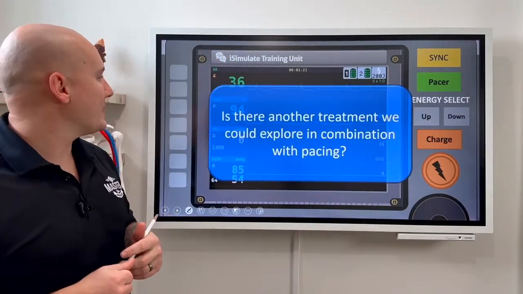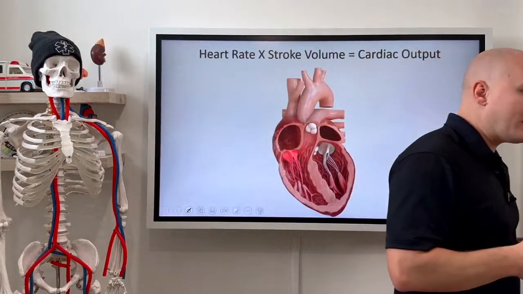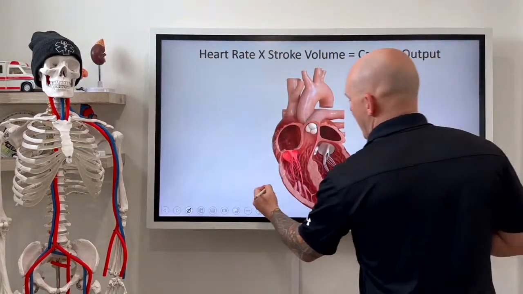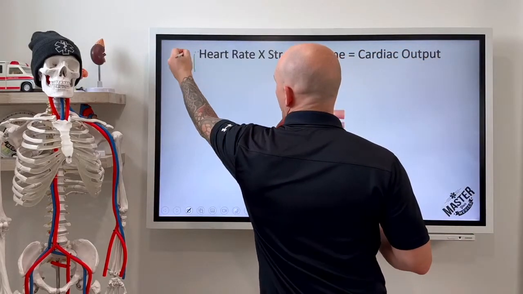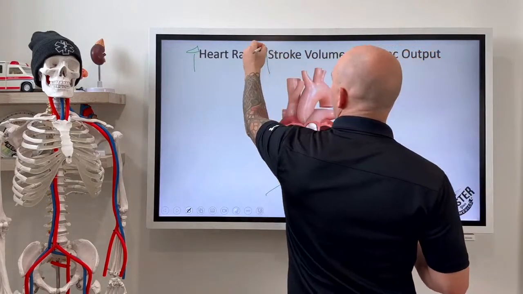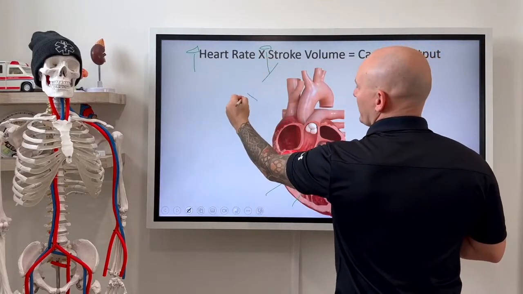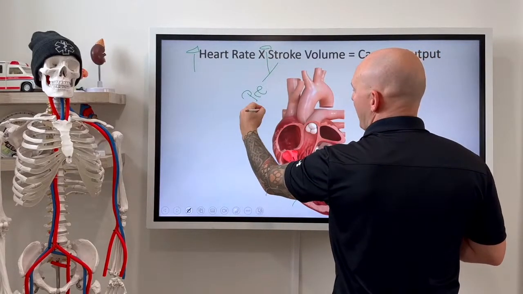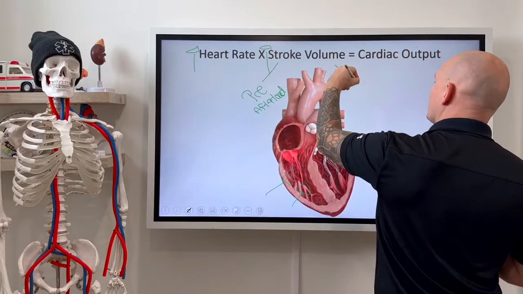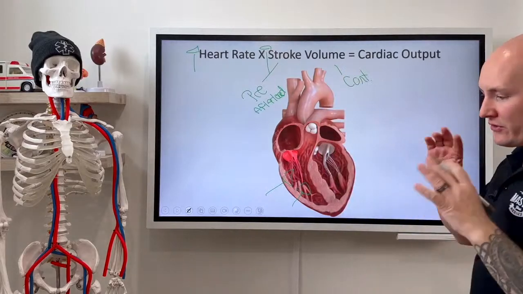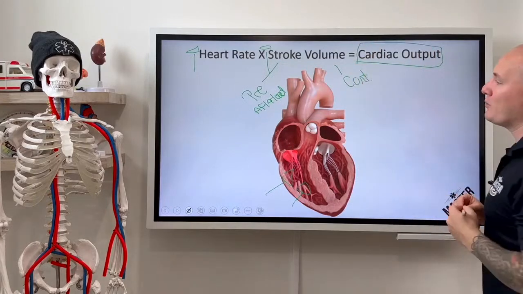So what's happening from a physiological standpoint is that even though we're now creating contractility, we're creating an improvement of heart rate, okay, and we've improved the stroke volume, which contractility is a part of. But remember, stroke volume also is preload. It's afterload. Okay, and it also is contractility. So there's a few things that actually make up stroke volume, which ultimately is going to encompass your cardiac output.